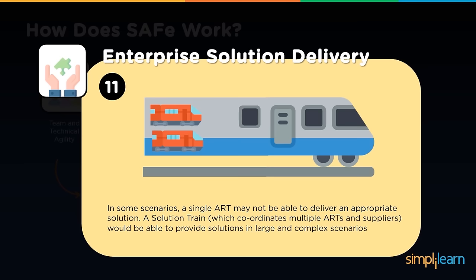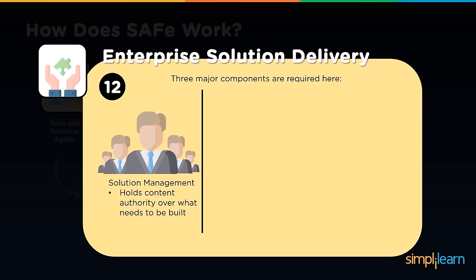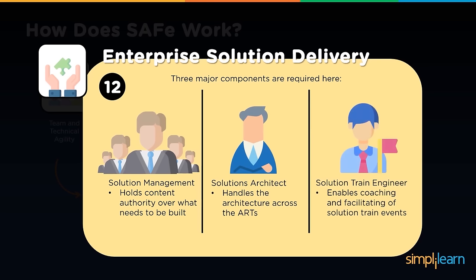The three major components required in enterprise solution delivery are solution management, solution architect, and solution train engineer. Solution management holds content authority over what needs to be built. Solution architect handles the architecture across the ARTs. Solution train engineer enables coaching and facilitating of solution train events.